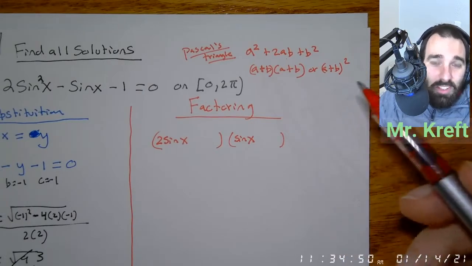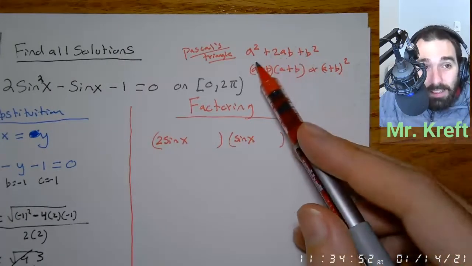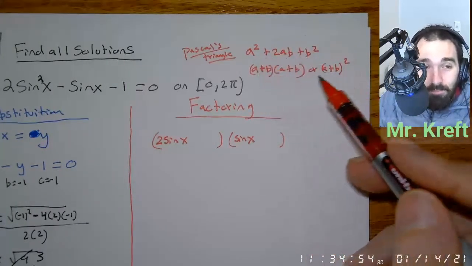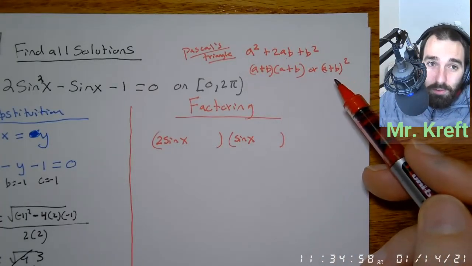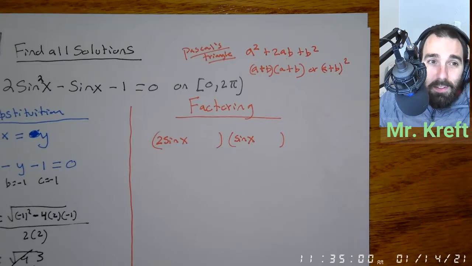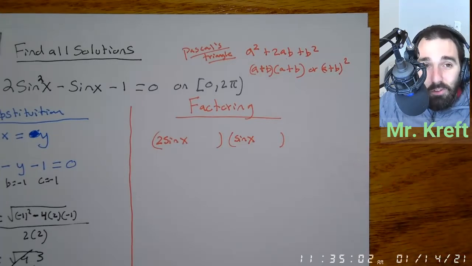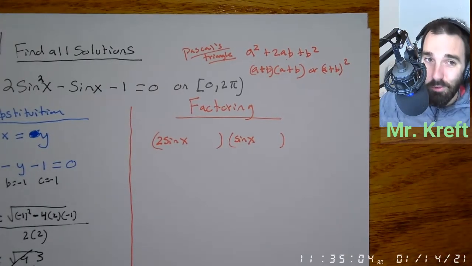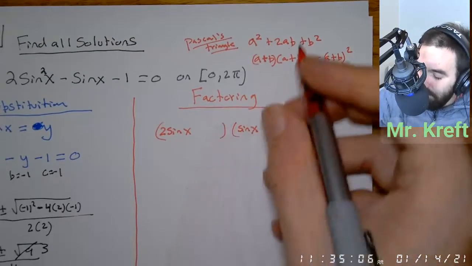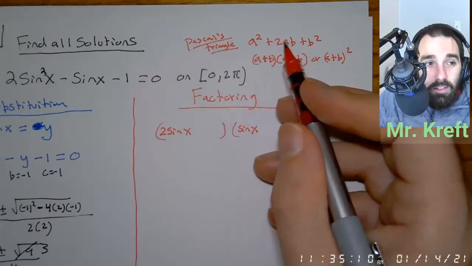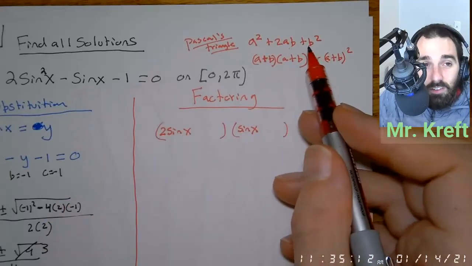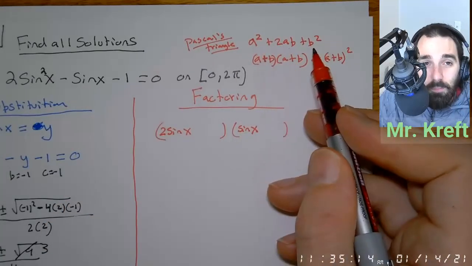Okay, now of course it's going to change with negatives and positives, but that's the general form. Okay, so Pascal's triangle is the expansion of perfect squares. That's what it is. So if you can understand perfect squares, you can understand non-perfect squares. Basically what we're looking at, do you see how the middle term here, the negative sine x, is actually a combination of an a and a b term?